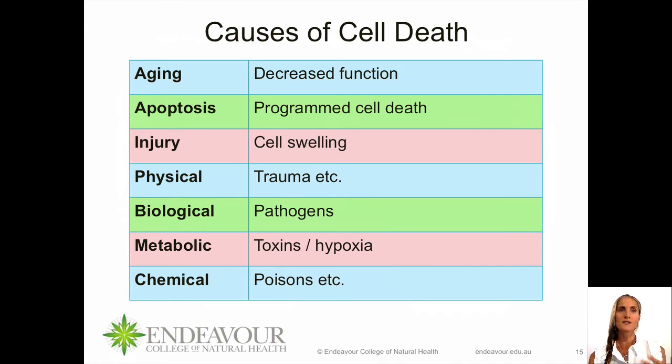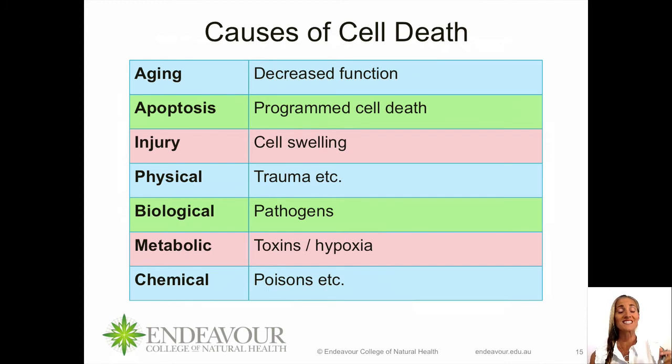Metabolic causes of cell death include hypoxia, which is the reduction in oxygen flow to those cells, toxic buildups or abnormal metabolites in the body, nutritional deficits, and fluid or electrolyte imbalances. These all come under the metabolic causes of cell death.